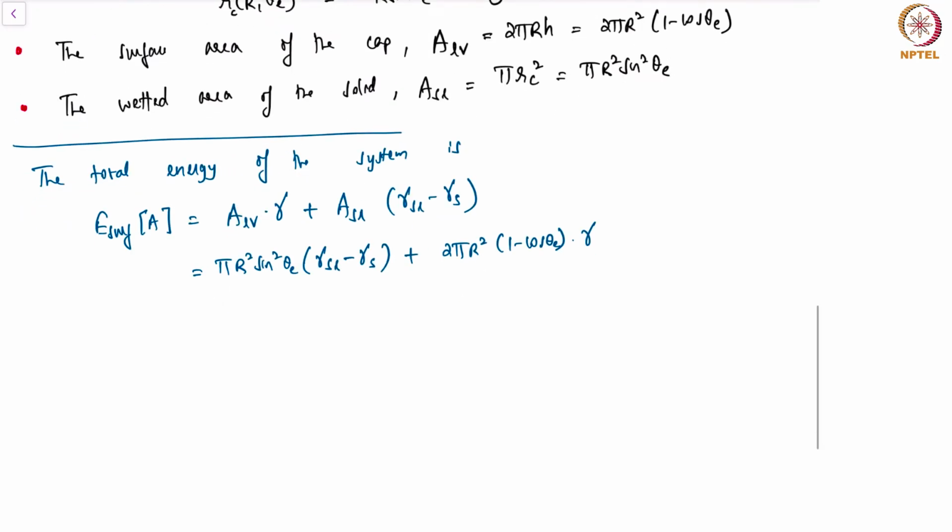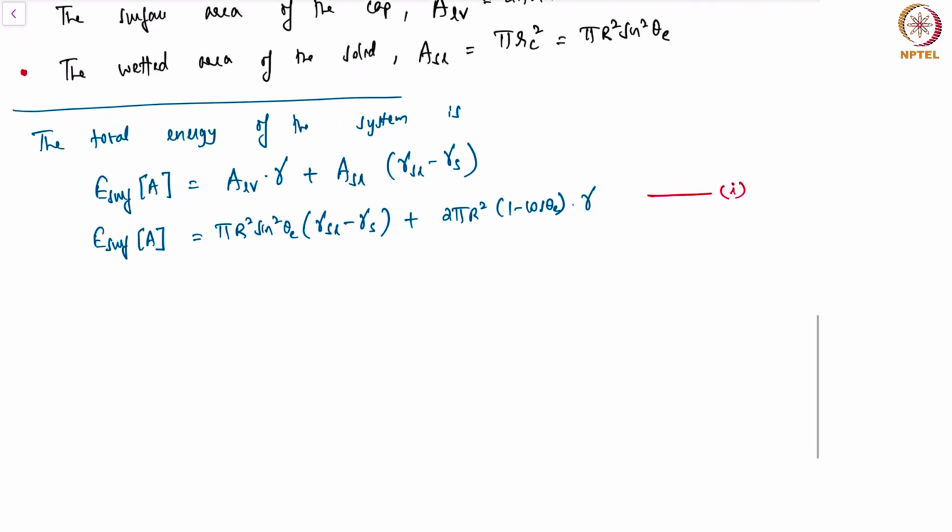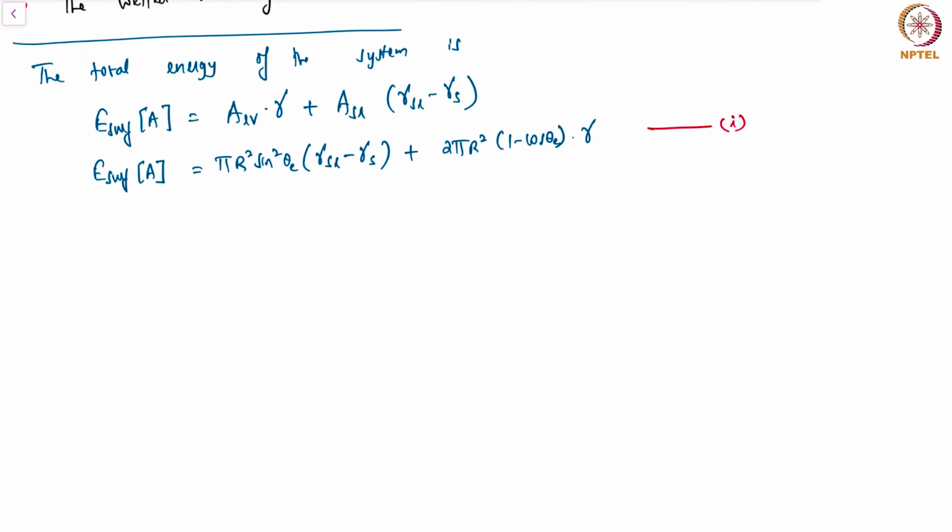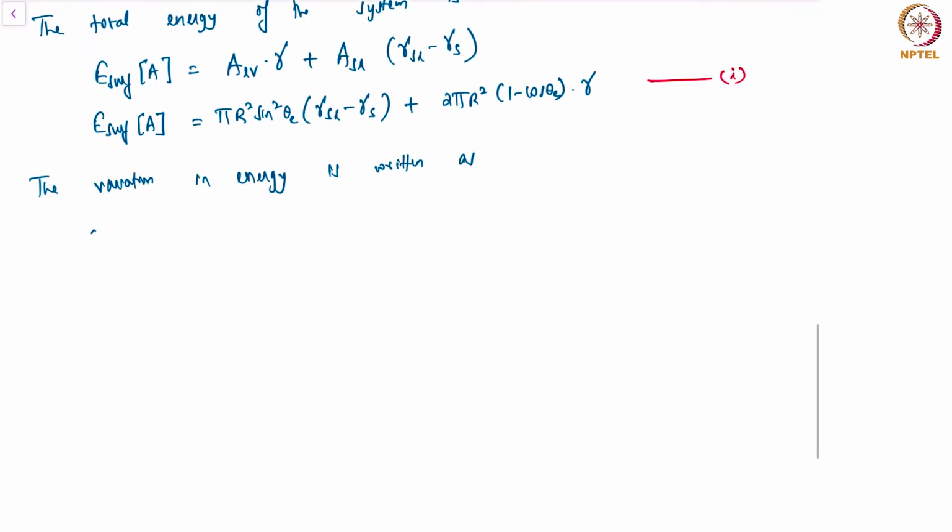So this is E surface of R, right? Let's label this equation as 1. Now the variation in energy is simply written as, let's call it dE surface of R.